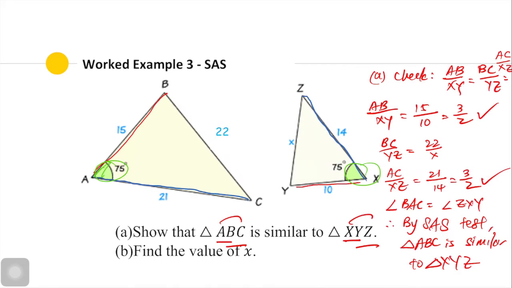Part B, find the value of X. Since now we confirm that these two are similar triangles already, the ratio must be consistent. So this ratio should also be 3 over 2. So let's do a cross multiplication here. We have 44 equals 3x. That means x is equal to 44 over 3.